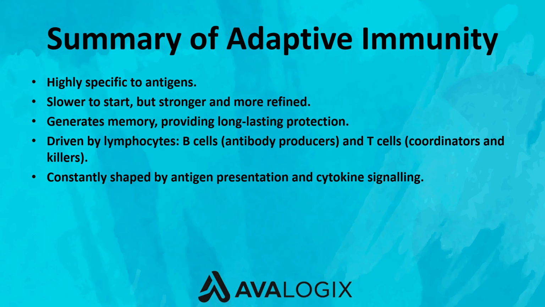Now, the adaptive system consists of two arms. The humoral arm, driven by B cells, which produce antibodies that circulate in the blood and lymph, neutralizing pathogens and marking them for destruction. The cell-mediated arm, driven by T cells, specifically CD8+ cytotoxic T cells that kill infected or cancerous cells, and CD4+ helper T cells that coordinate the entire immune response through cytokine signaling.